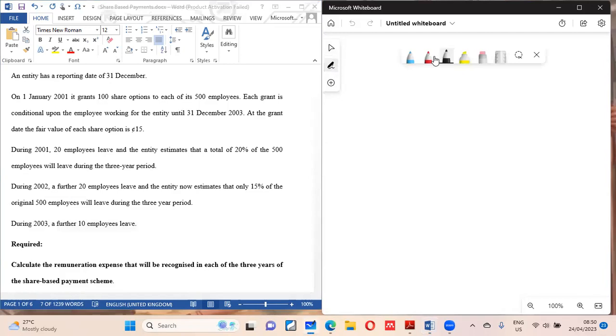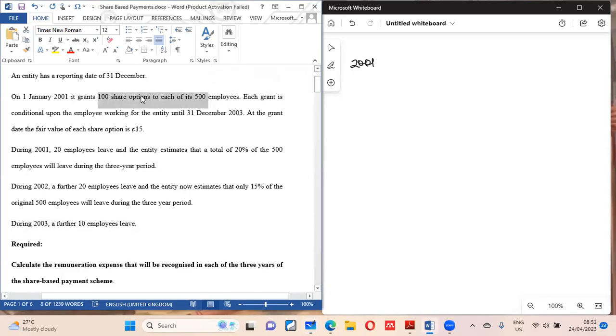So, what we've done, we say 2001. Remember, I told you that at the grant date, what are some of the things you look out for? Terms of agreement. Number of employees. The price, the fair value. And the number of options. Okay. So that is what we have here. So they are giving 100 options.